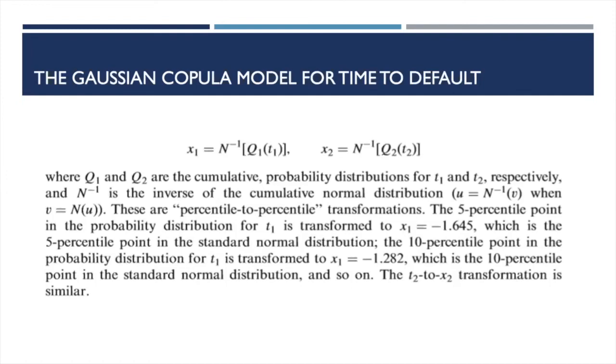The attraction of the Gaussian copula model is that it can be extended to many companies. Suppose that we are considering n companies and that Ti is the time to default of the ith company. We transform each Ti into a new variable xi, and we apply the formula that we can see in the presentation. The Gaussian copula is a useful way of representing the correlation structure between variables that are not normally distributed.